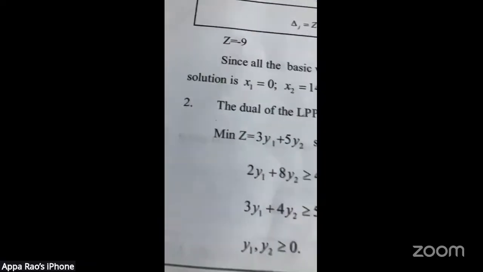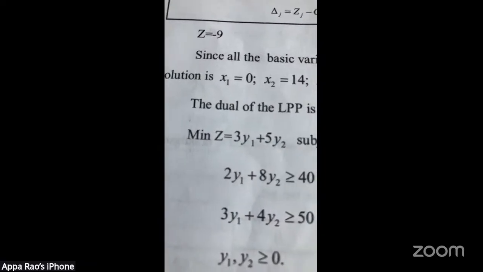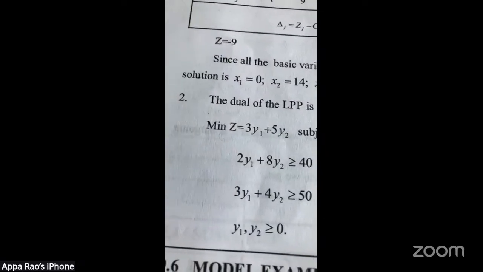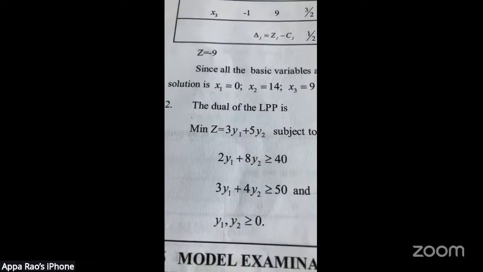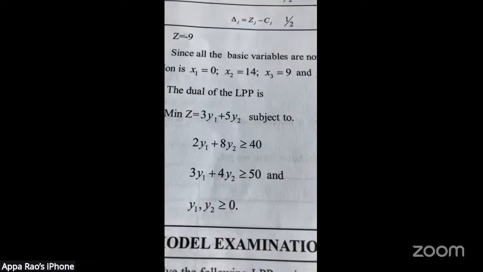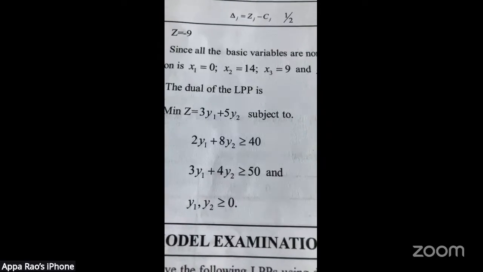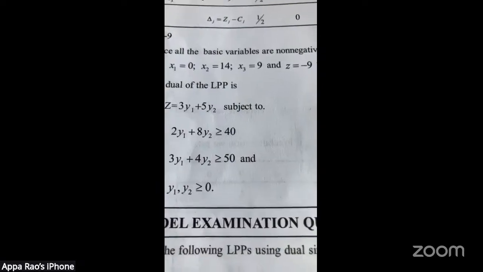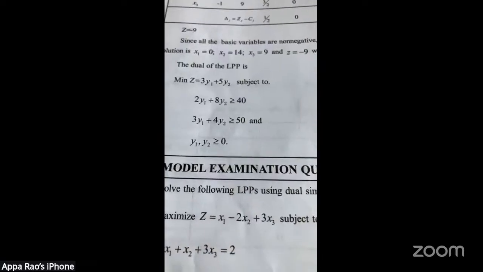Since all the basic variables are non-negative, we stop the iteration procedure. Thus the solution is x1 equal to 0, x2 equal to 14, x3 equal to 9, and z equal to minus 9, which is optimal. The dual of the LPP is minimum z equal to 3y1 plus 5y2, subject to 2y1 plus 8y2 greater than or equal to 40, 3y1 plus 4y2 greater than or equal to 50, and y1, y2 greater than or equal to 0.